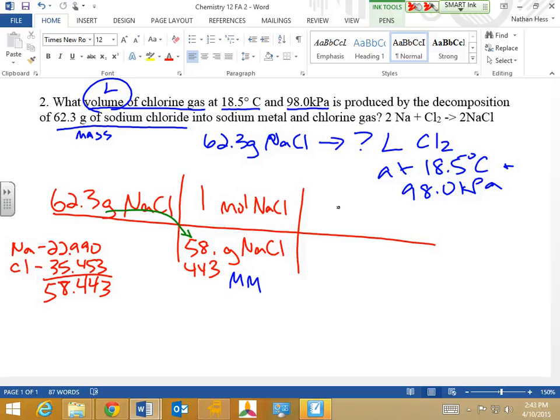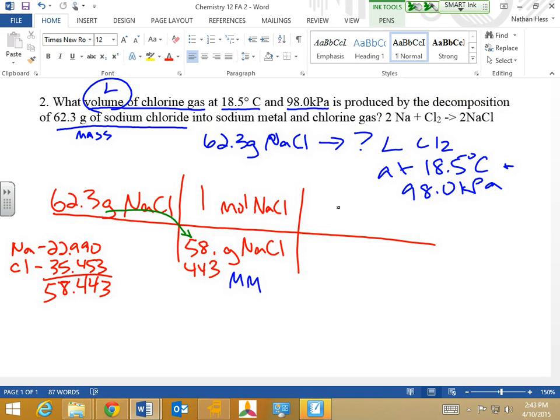I look at my coefficients. So I have a formula that's here. I need to check, is it balanced? Well, we know chlorine is a diatomic, so there should be a 2 there. If there's 2 chlorines here, there must be 2 chlorines there. That 2 takes care of that. There are 2 Nas, so there must be 2 Nas there. So that's a nice balanced formula.